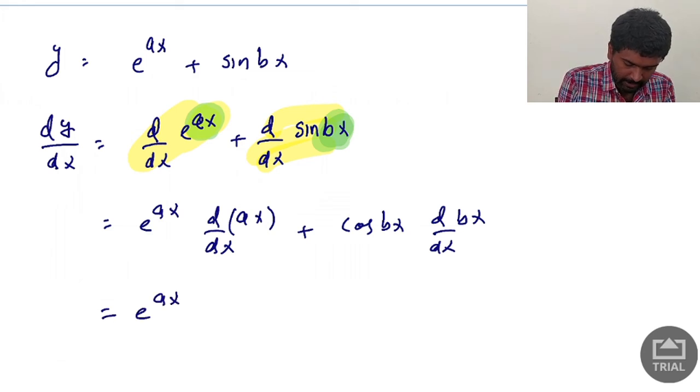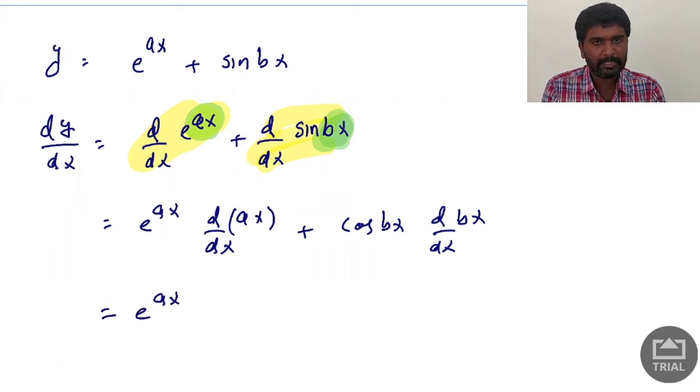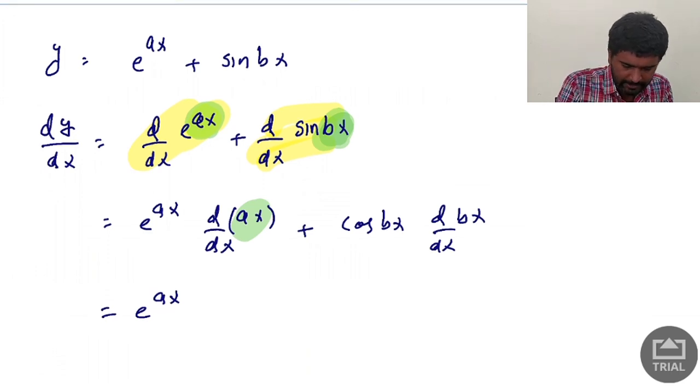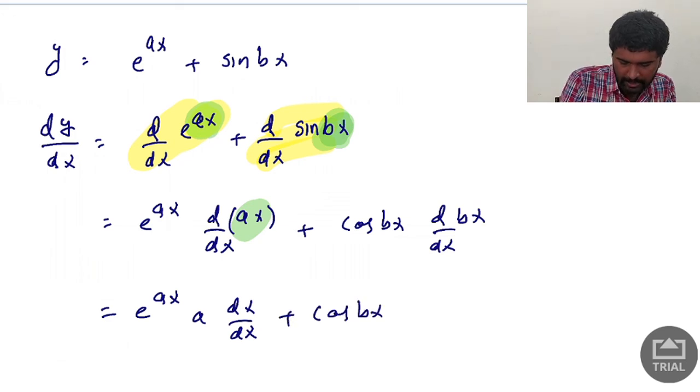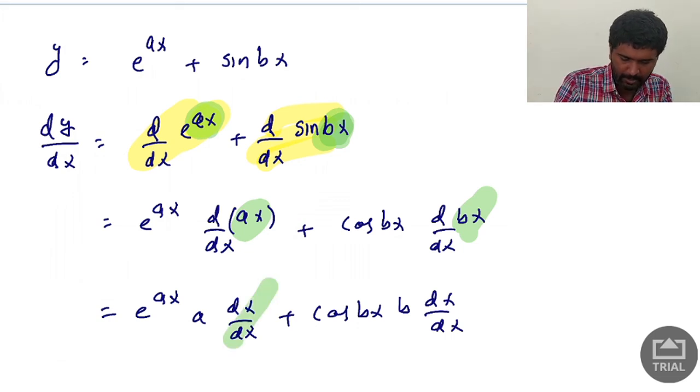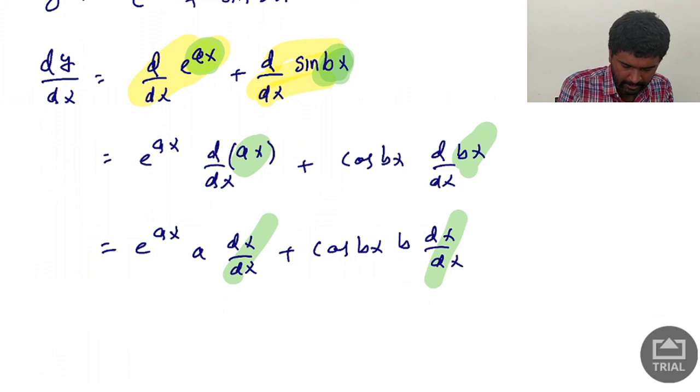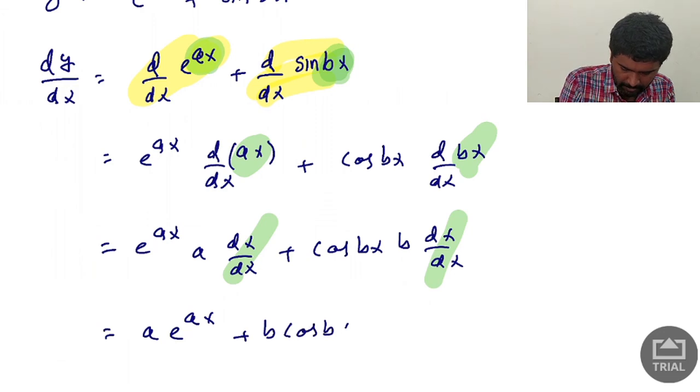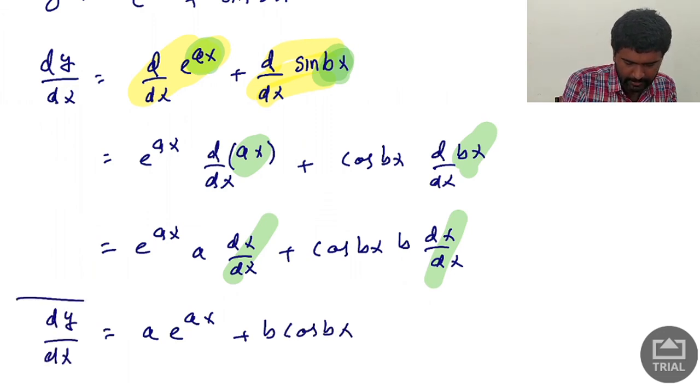Now this is e power ax. I already told that when you have a function that is a into f of x, then while differentiating we can take that a common. So here it looks the same. a is constant and x is some function. Then when you differentiate it, you will get a times dx by dx plus cos bx, and here also it looks the same once again. You can take b common, dx by dx. Because this is 1, this is 1, your final result looks like this: a e power ax plus b cos bx. So this is your dy by dx.